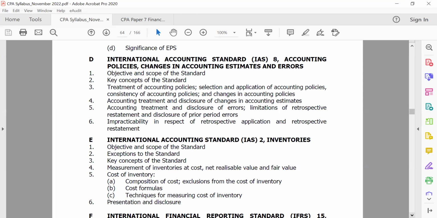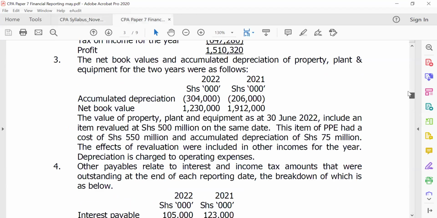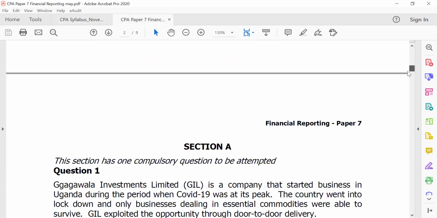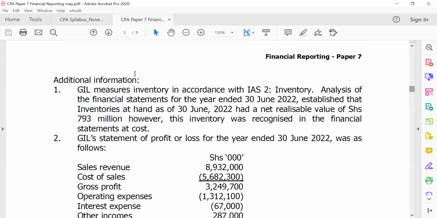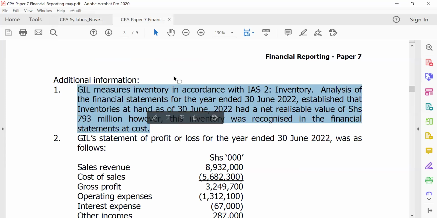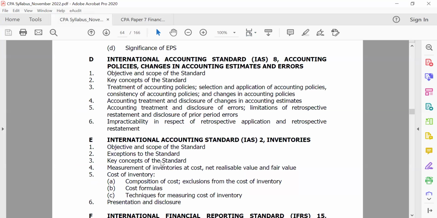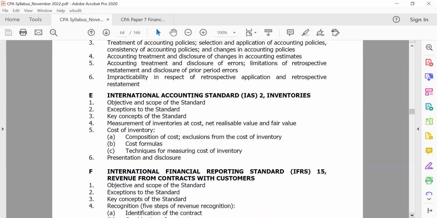I think you remember when I was trying to show you one of the examined questions here. I think that was the first part of the question, and the examiner, as part of the additional information, clearly was speaking of something to do with IAS 2. So it's important that you understand how you can measure inventory, and how you can determine it based on the principle of lower of cost and net realizable value. And then the aspects of presentation and disclosure.